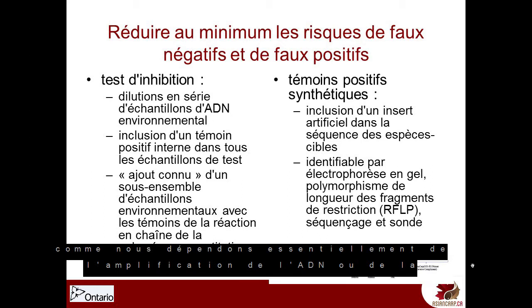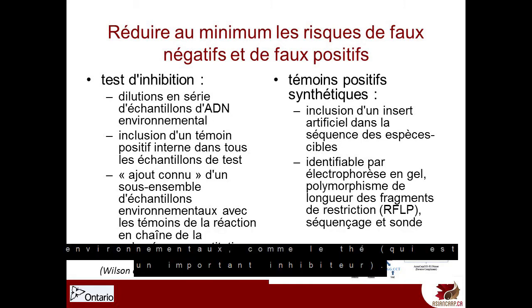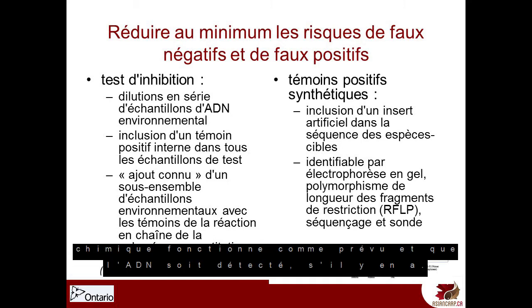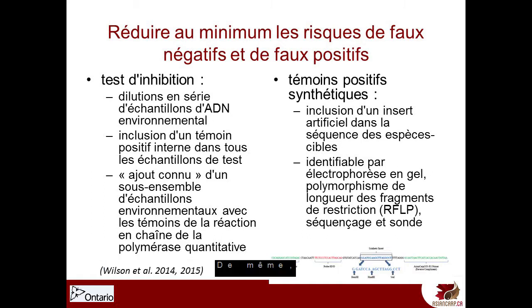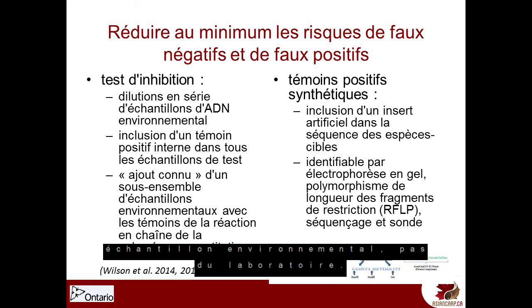Basically, because we depend on amplifying this DNA, or making copies in this chemical reaction, there are environmental chemicals, like tannins, which are great inhibitors, that would prevent us from being able to make copies of DNA. And we have a number of control methods we can run through to make sure that the chemical reaction is working as it should, and if DNA is present, we're confident of finding it. Likewise, when we do get a target amplifying, or what we refer to as a positive result, we want to make sure that it is real and from an environmental sample, not from the lab.